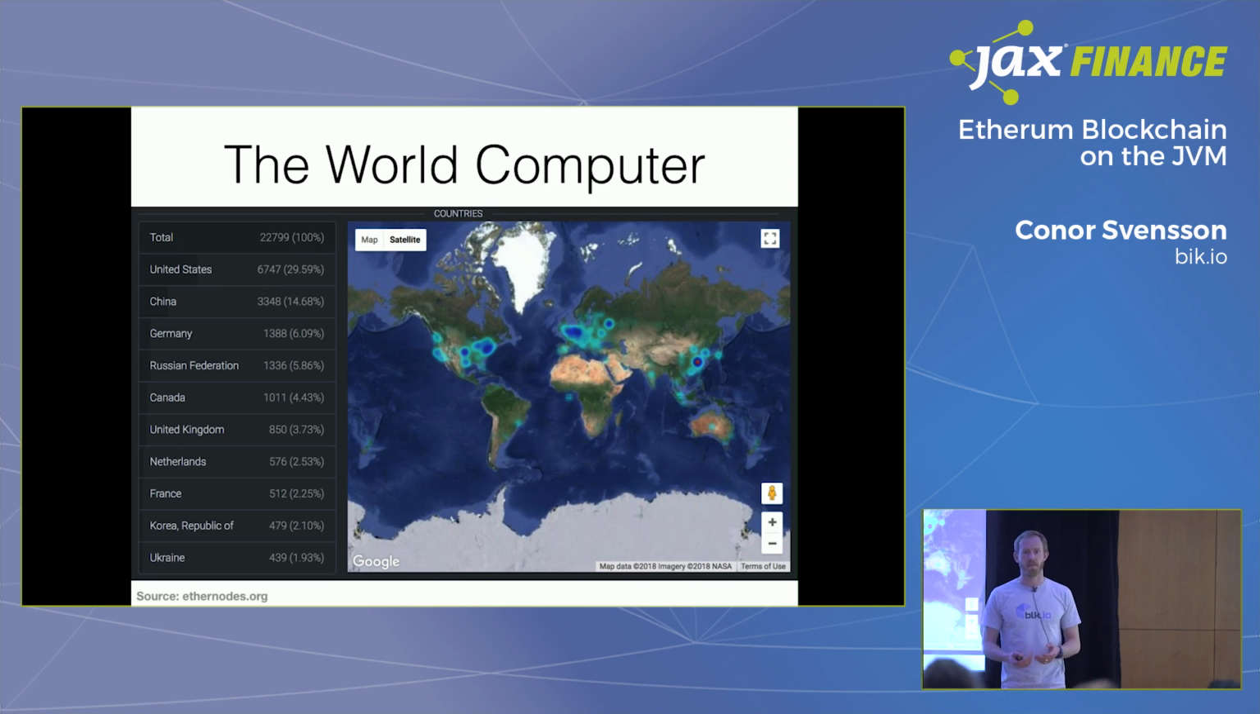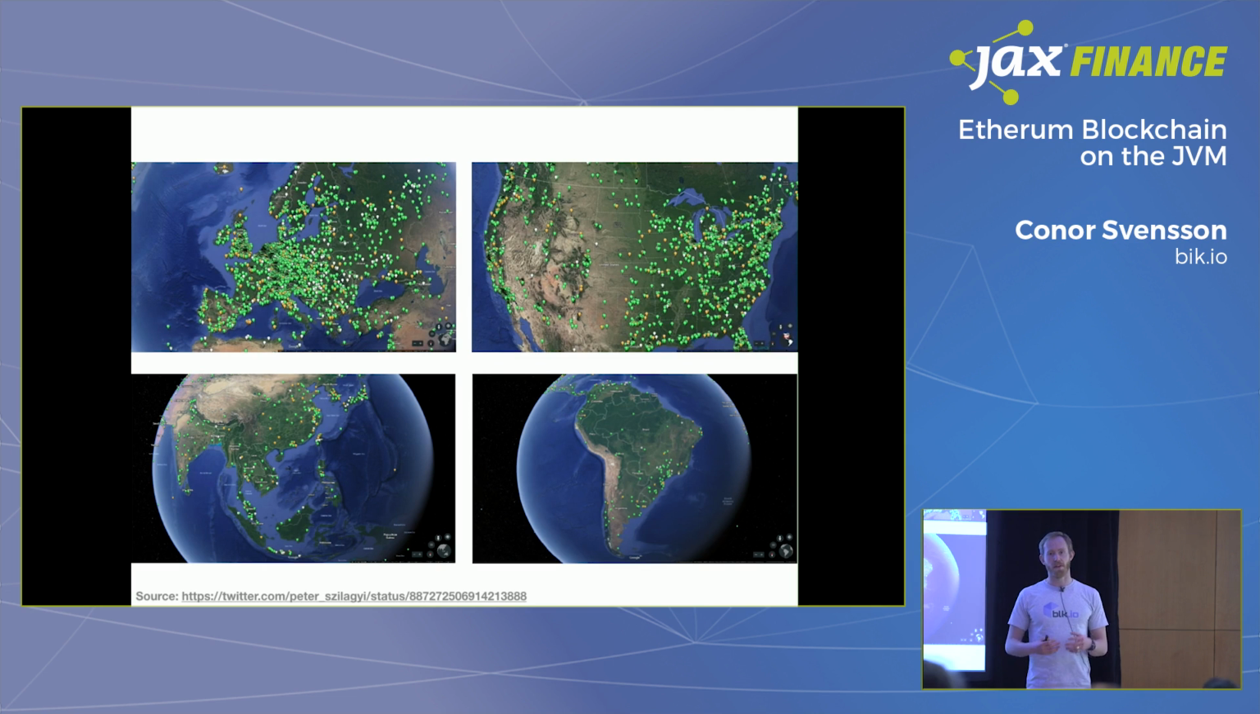This map was put together midway through last year by one of the lead Ethereum client developers, where he took the GPS coordinates of a number of different Ethereum nodes and plotted where they were running globally via Google Earth. It presents a nice view of Ethereum as this distributed computer with all these nodes running all over the place globally.